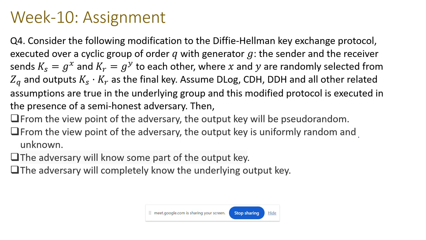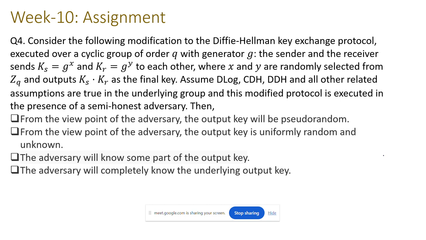Consider the following modification to the Diffie-Hellman key exchange protocol executed over a cyclic group of order Q with generator G. The sender and the receiver send. So I think this question was also there in last week's discussion. So let us just quickly cover. The sender and the receiver send Ks equal to g to the power x and Kr equal to g to the power y to each other, where x and y are randomly selected from ZQ, and output Ks multiplied with Kr as the final key.